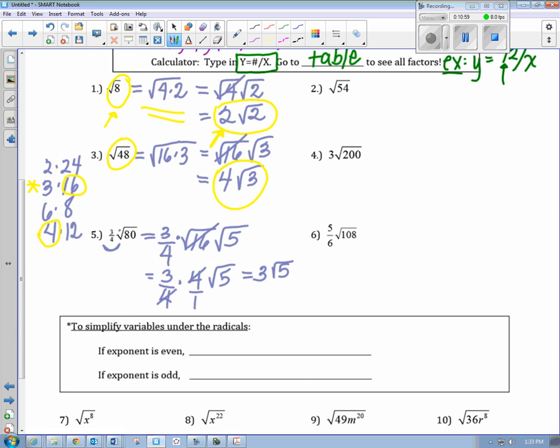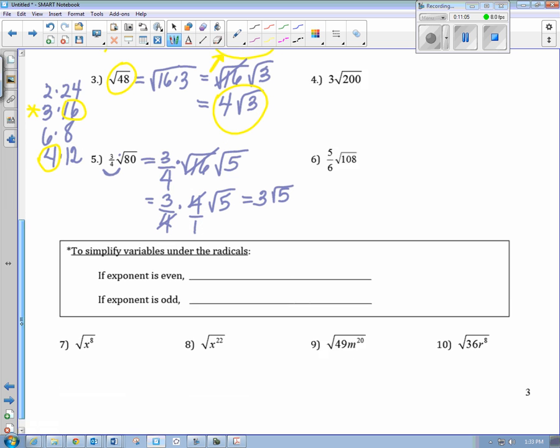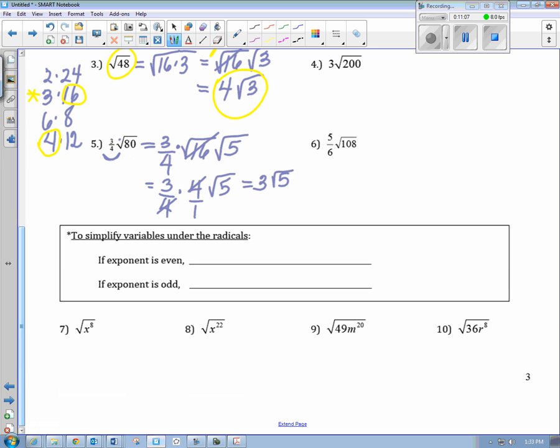You want to make sure when you're doing these, you do not skip steps. If you try to skip steps, you're going to be more likely to make mistakes. So far we've only talked about numbers being underneath the radical. What you need to know is that exponents can appear there as well.